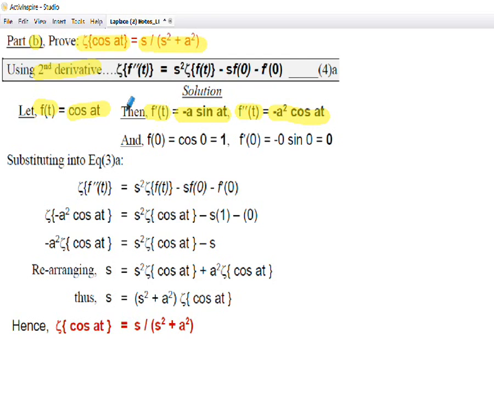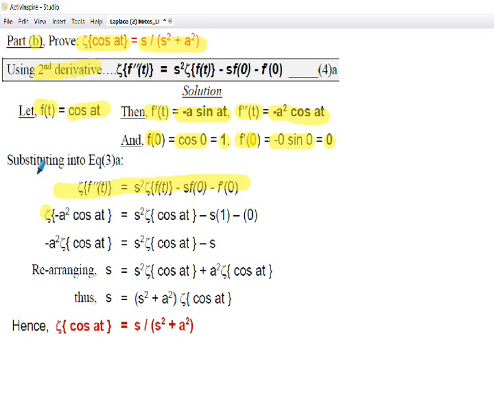If we put the value of 0 into the function of t, which is cos at, we basically get cos of 0, and cos of 0 is 1. If we put the value of 0 into the first derivative of this problem, which is minus a sin at, we get 0, because everything multiplies by 0 there. Okay, we're now going to put those values into the second derivative Laplace transform.